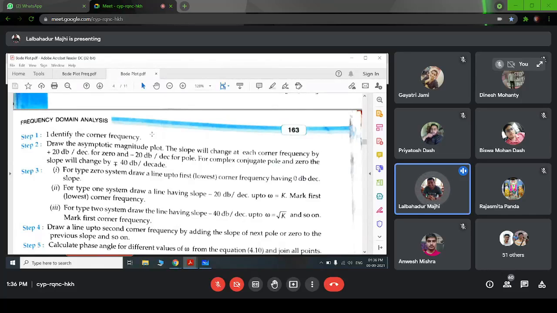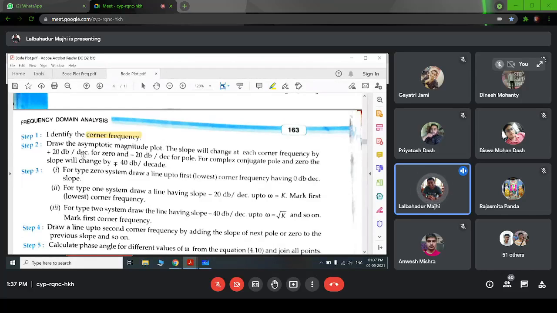And the next important point is we have to convert our transfer function into time constant form if it is in the pole zero form, right? Because if we convert our pole zero form into time constant form, the gain value will change. So then the next step is to identify the corner frequency, right? The corner frequency means the frequency at which two asymptotes meet, or two asymptotes break.